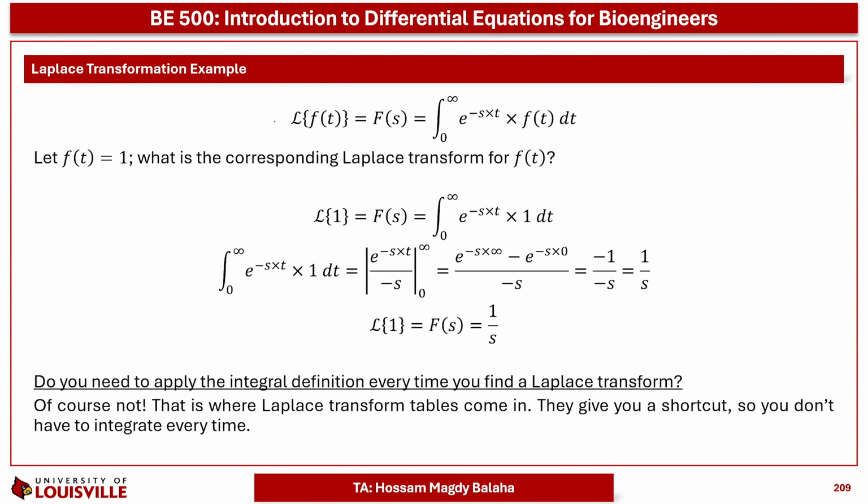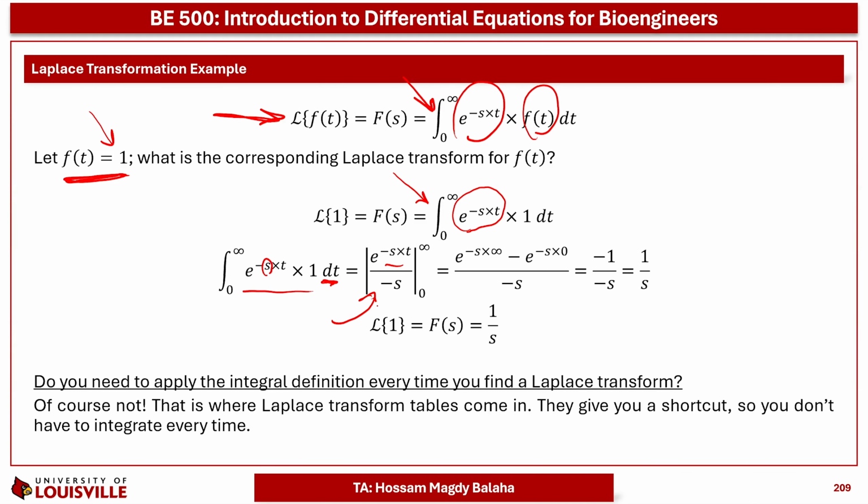So again, here is our definition of the Laplace transform. We multiply any function by the exponential and integrate it from 0 to infinity. Now, what if we need the Laplace transform of f of t equals 1? Simply take the function f of t equals 1, multiply it by the exponential, and then integrate from 0 to infinity. The integration of this will be the exponential of negative st divided by negative s, because we are integrating with respect to t, so s here is a constant.